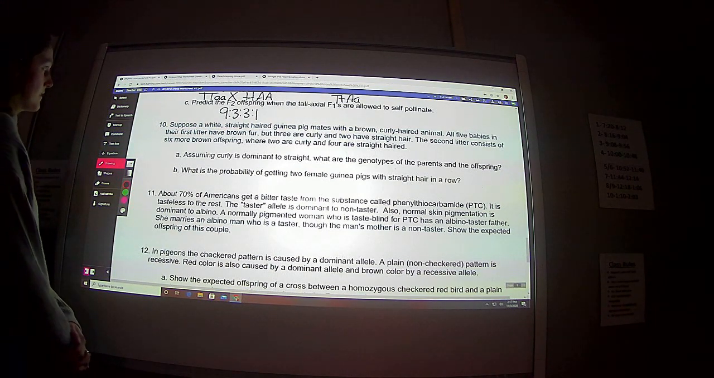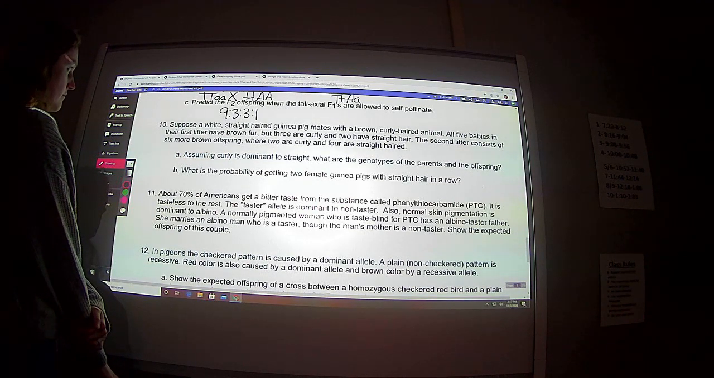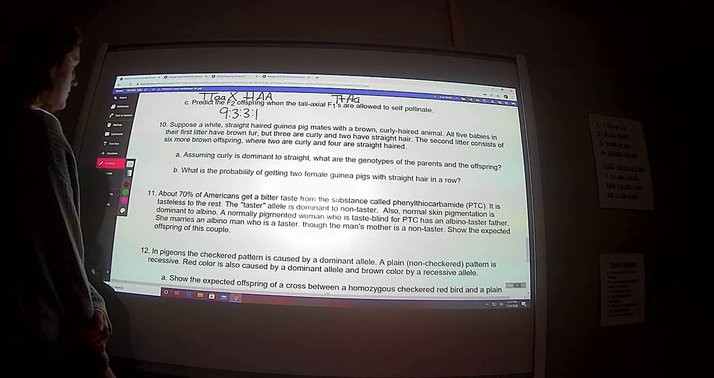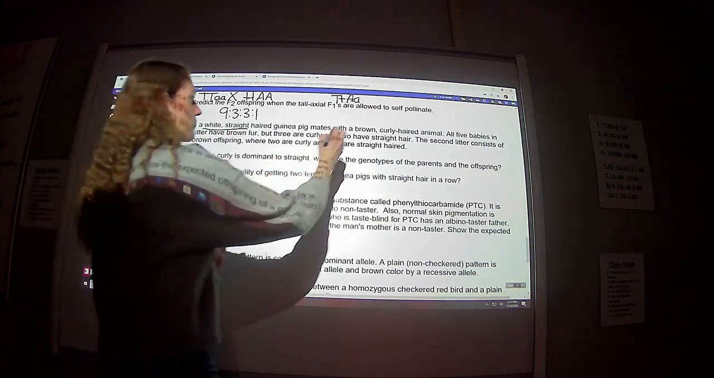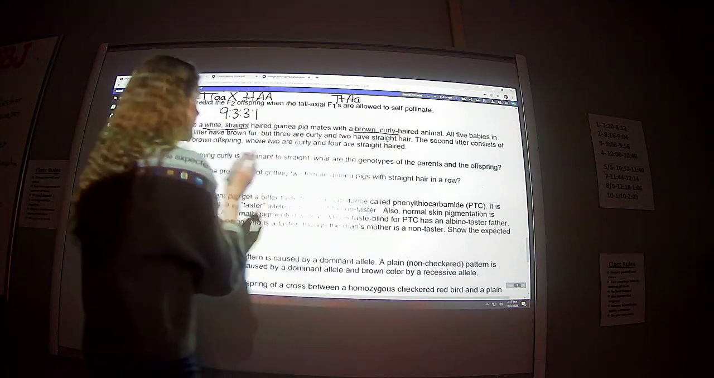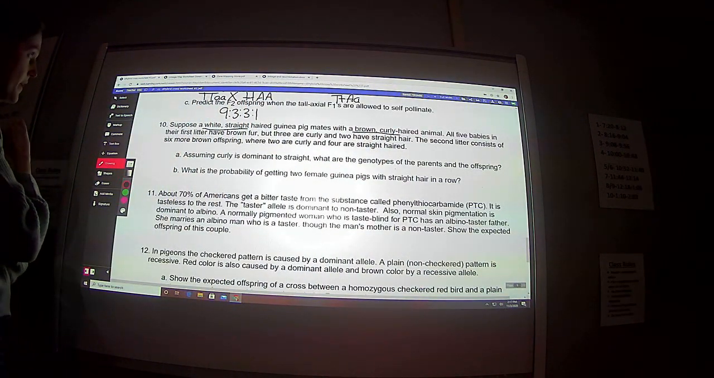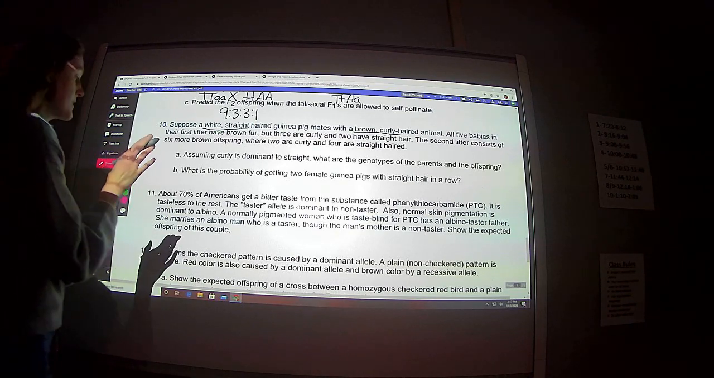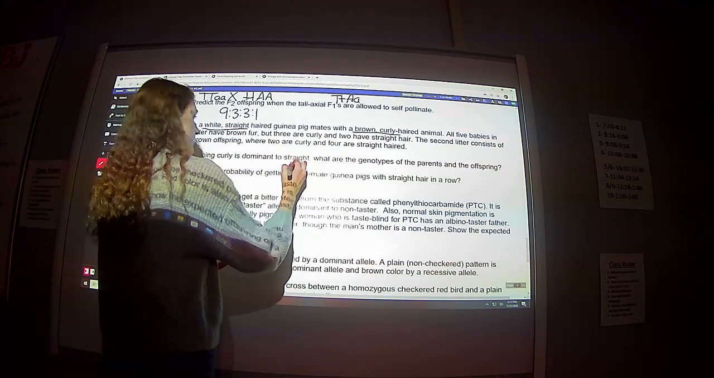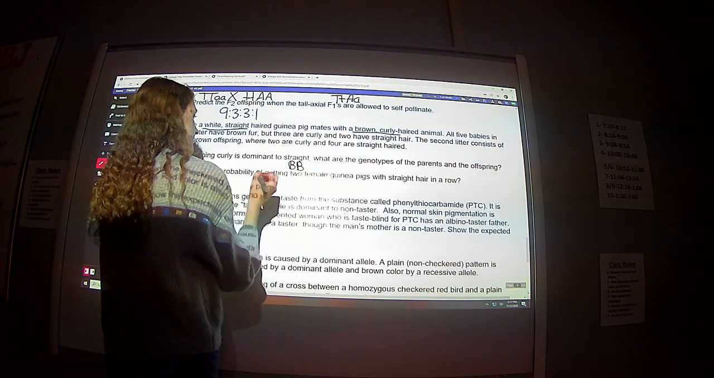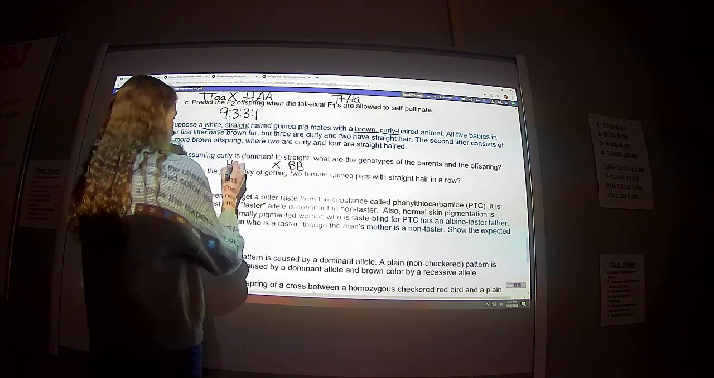Now we're looking at, let's see, straight is going to be a recessive trait. So we have a white straight-haired guinea pig mating with a brown curly-haired guinea pig. And as we're looking at those babies, they are all brown. So that means that the brown one was probably 2 capital B's for brown. And the white one would have been 2 lowercase b's.